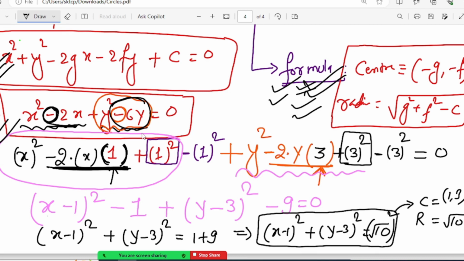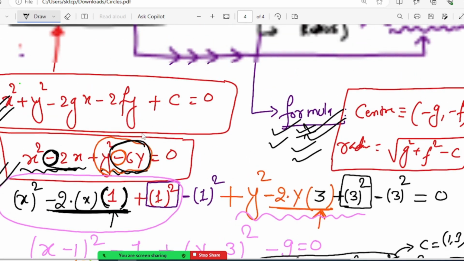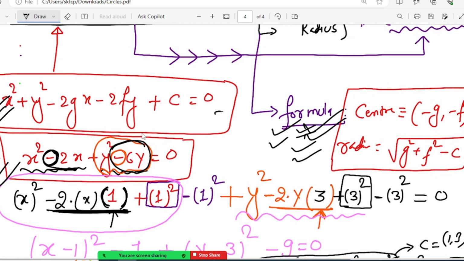Okay, sir, I wrote it. Okay, so let us try to apply this formula directly. Can you tell me, Rishit, if you compare these two equations, see, this is the standard equation written here, x square plus y square minus 2gx minus 2fy plus c is equal to 0, and below this you have the question. So you have to compare what should be my g and what should be my f.